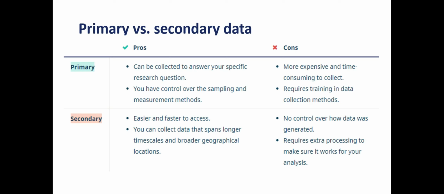If you're exploring a novel research question, you'll probably need to collect primary data. But if you want to synthesize existing knowledge, analyze historical trends, or identify patterns on a large scale, secondary data might be a better choice.